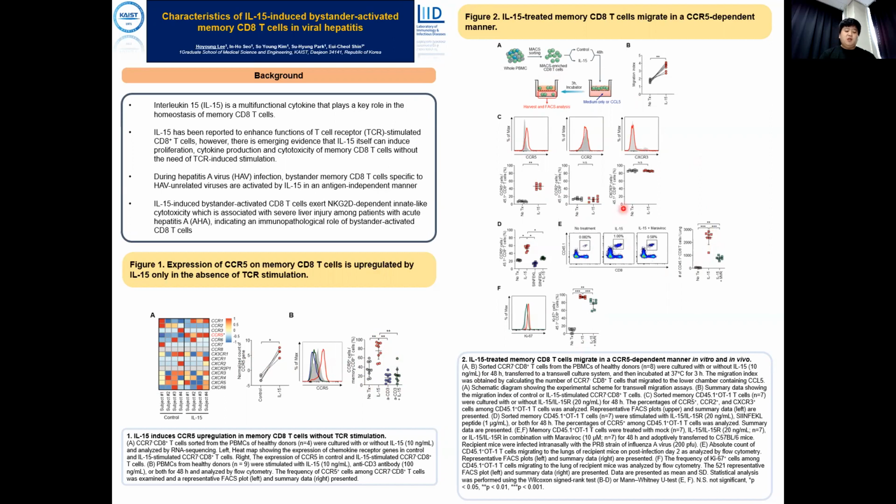So this increased expression of CCR5 was shown to mediate migration of memory CD8 T cells that are activated by IL-15. We stimulated sorted memory CD8 T cells with IL-15 and placed them on the upper inserts in a transwell system and placed CCL5 in the lower chambers. Following 3 hours of incubation, we found CCL5-induced migration was significantly high in IL-15 treated memory CD8 T cells.